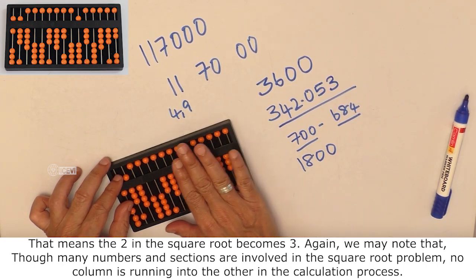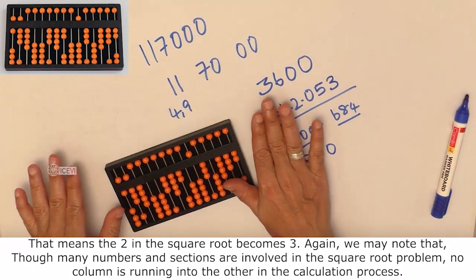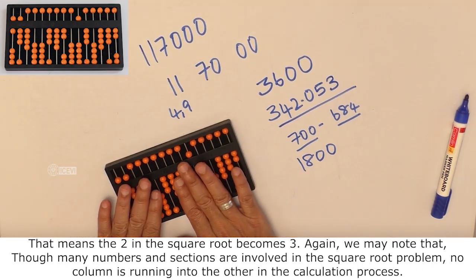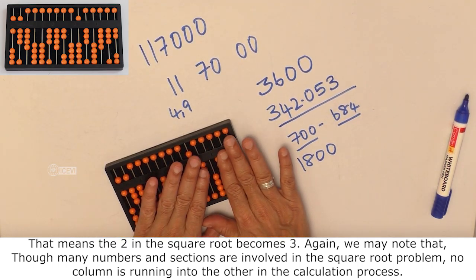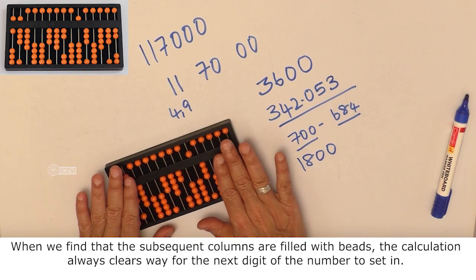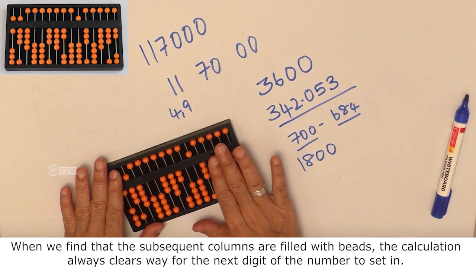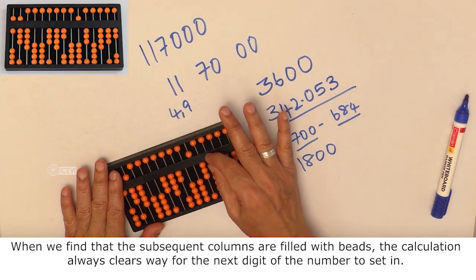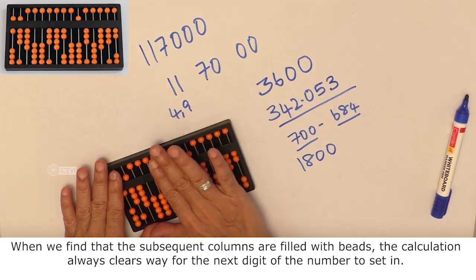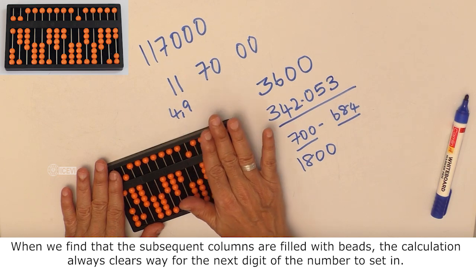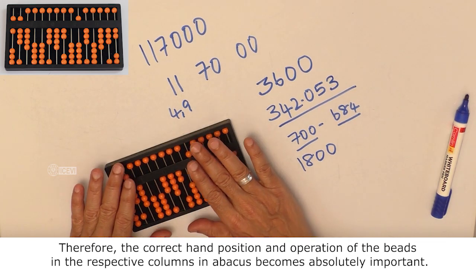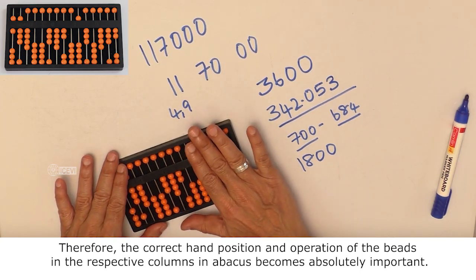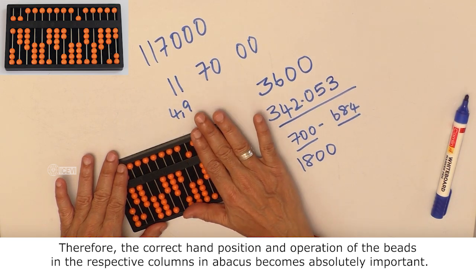Again, we may note that though many numbers and sections are involved in the square root problem, no column is running into the other in the calculation process. When we find that the subsequent columns are filled with beads, the calculation always clears way for the next digit of the number to set in. Therefore, the correct hand position and operation of the beads in the respective columns in the abacus becomes absolutely important.